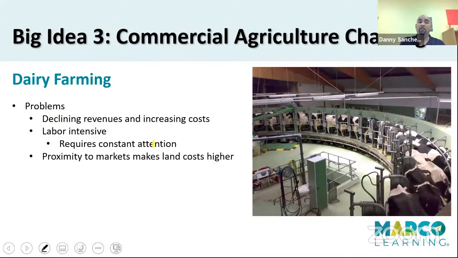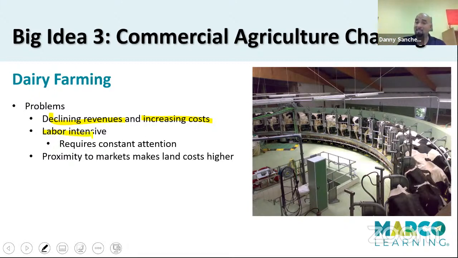All right, continuing with dairy farming. Problems with dairy farming: declining revenues and increasing costs. A cost that kills farmers is when the price of gasoline goes up. Because the thing with dairy farming, it has to happen close to the market. So you're constantly moving product. It can't sit on a shelf for too long. So as the price of gas goes up, it's almost automatic. The price of gas is up, the price of a gallon of milk goes up, to the penny is usually the relationship there.